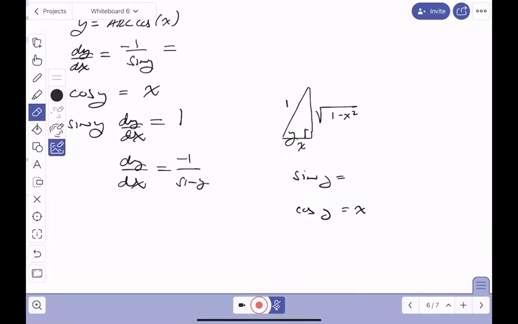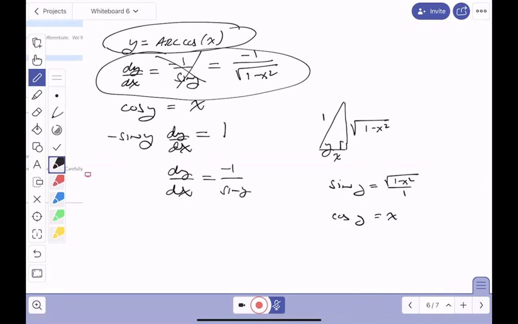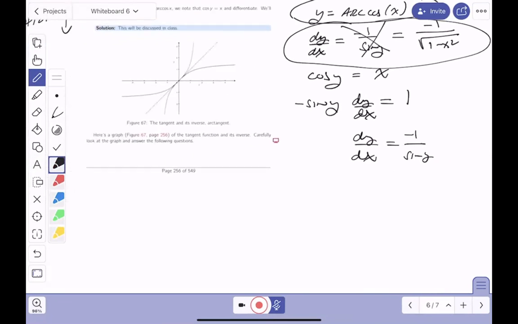What's sine of y? Well, it's really simple to write down. It's going to be the opposite to the angle, the square root of 1 minus x squared, over 1. Let's go back over here and write that down. Minus 1 over the square root of 1 minus x squared. All right. We don't write this down, though. We write this down. So if y equals arc cosine, its derivative is this. Let's go to the next one.